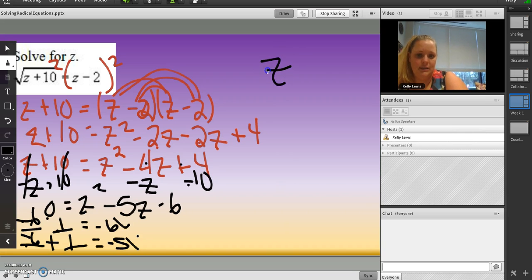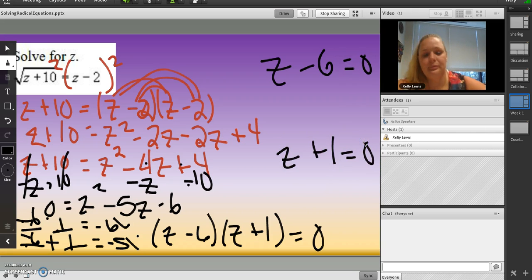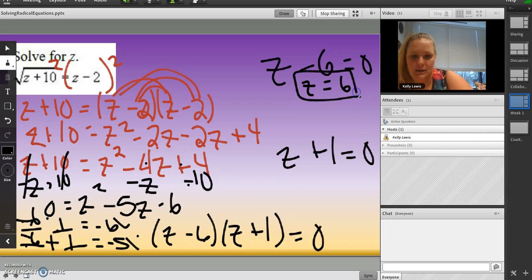So I have z minus 6, z plus 1 equals 0. So z minus 6 equals 0, z plus 1 equals 0. Okay, so hang on. I'm going to add 6 to both sides, so I get 6. I'm going to subtract 1 from both sides, so I get negative 1.